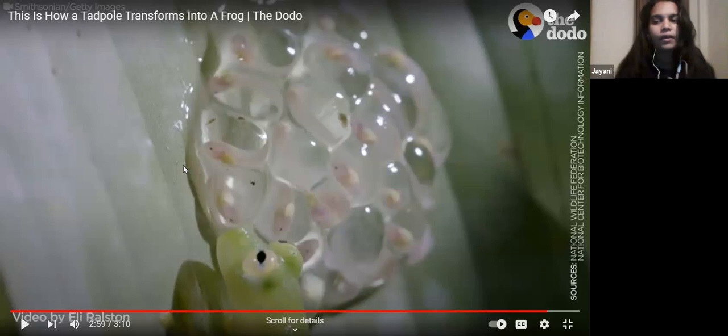So quickly tell me what are the three different stages of a frog life cycle? Miss, egg, tadpole, and adult. Yes, egg, tadpole, and adult frog, right? Okay, then we need to know about the butterfly life cycle also.